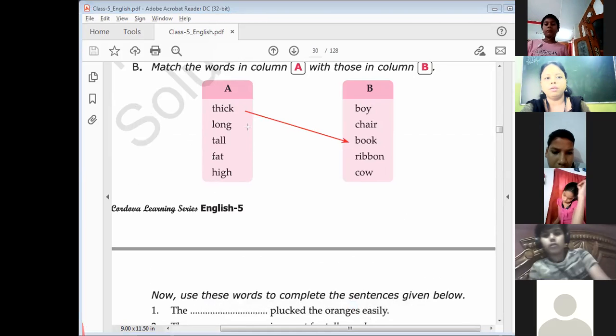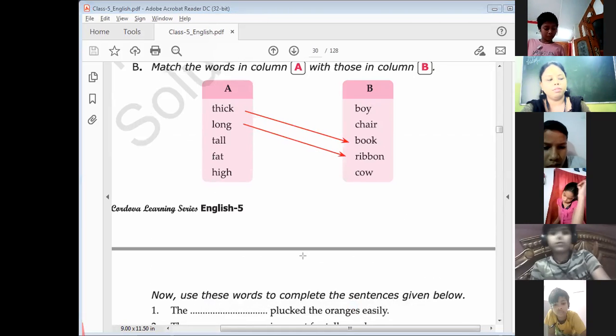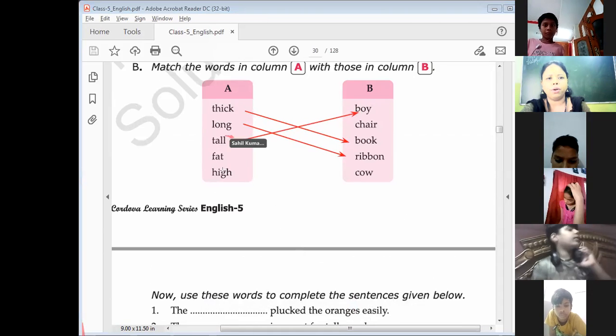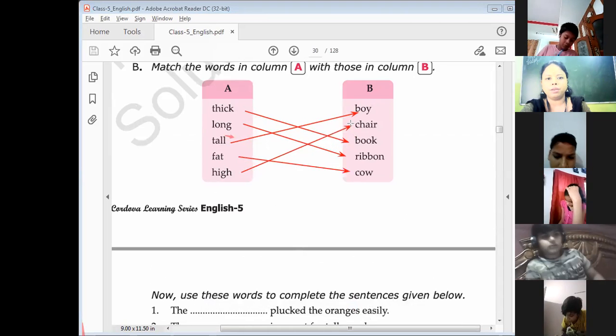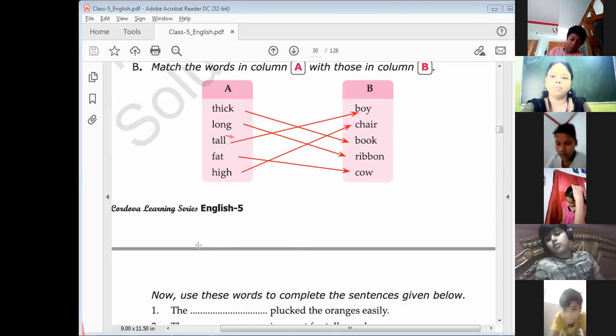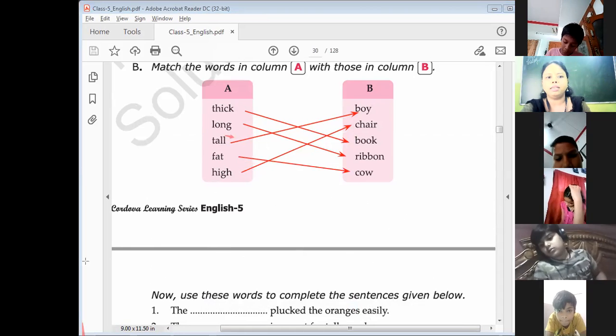Long ribbon. Tall boy. Fat cow. High chair. If you have done that, that is okay. Move to the next one.